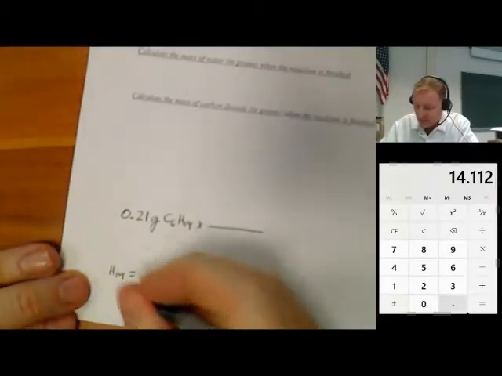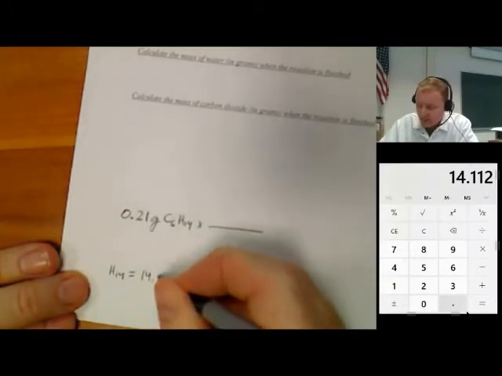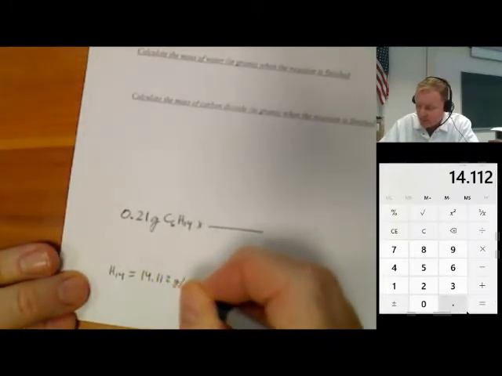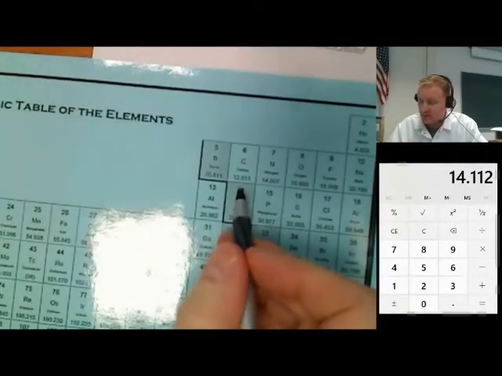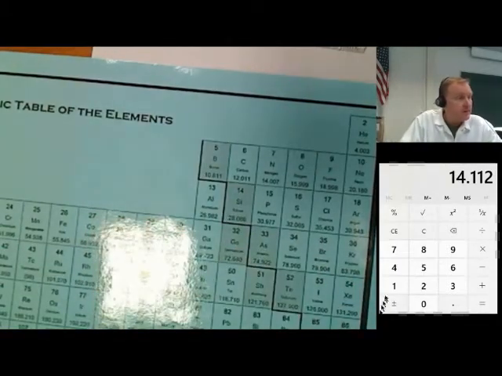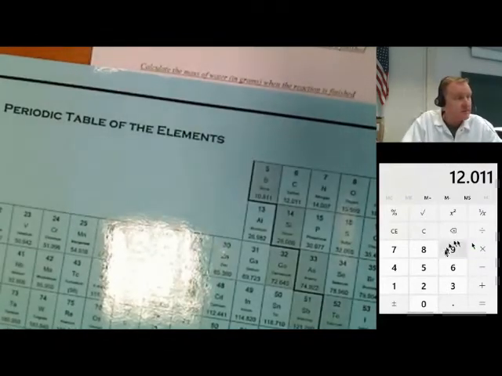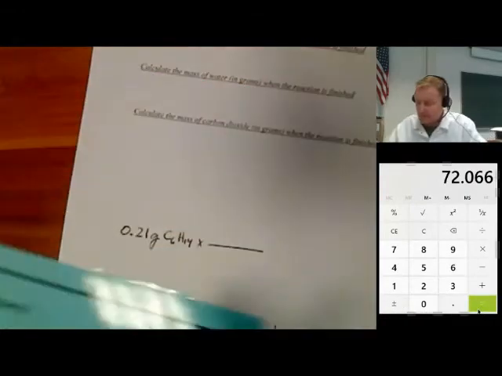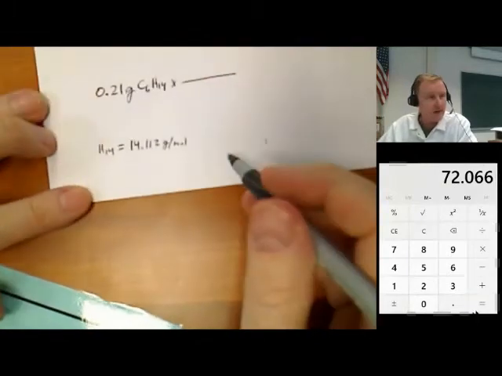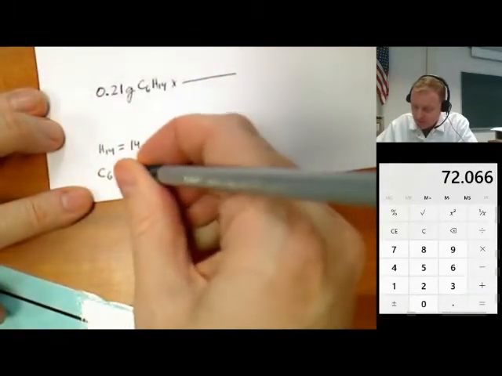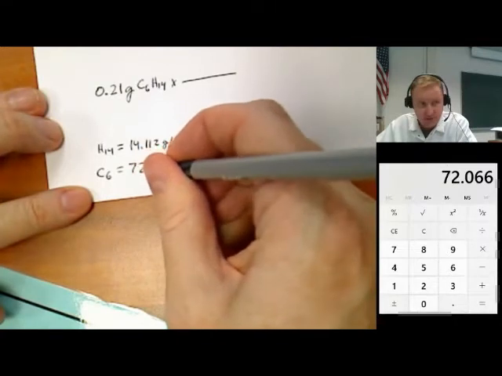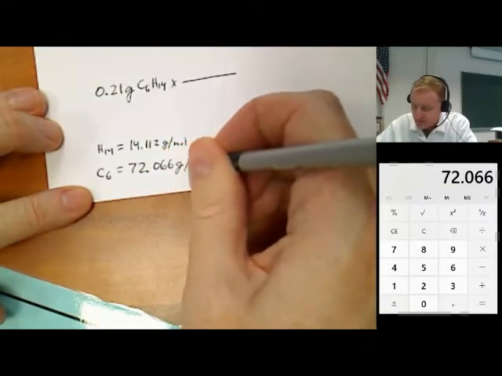14 hydrogens equals 14.001 grams per mole. And let's also add up 6 carbons. So carbon is here 12.011 times, and we have hexane as 6. So for the carbon alone, I have 6 carbons is 72.066 grams per mole.